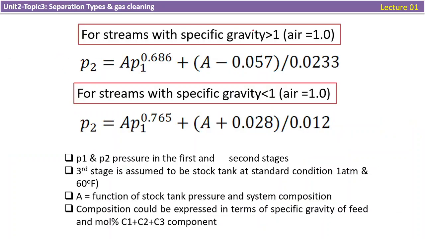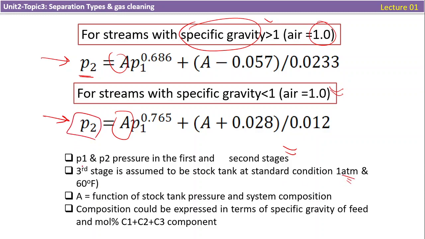Case 1 is when the specific gravity of the gases of the stream is greater than 1 with respect to air. Then you can find the optimum pressure at the second stage as A P1 to the power 0.666 plus A minus 0.05 upon 0.0233. If the specific gravity is less than 1 with respect to air, then you can use this formula for the optimum pressure at stage 2, where A is basically a constant value, and P1 and P2 are the pressures at the first stage and second stage. The third stage is assumed to be the stock tank at standard condition of 1 atmosphere. So you just have to find the pressure at P2.